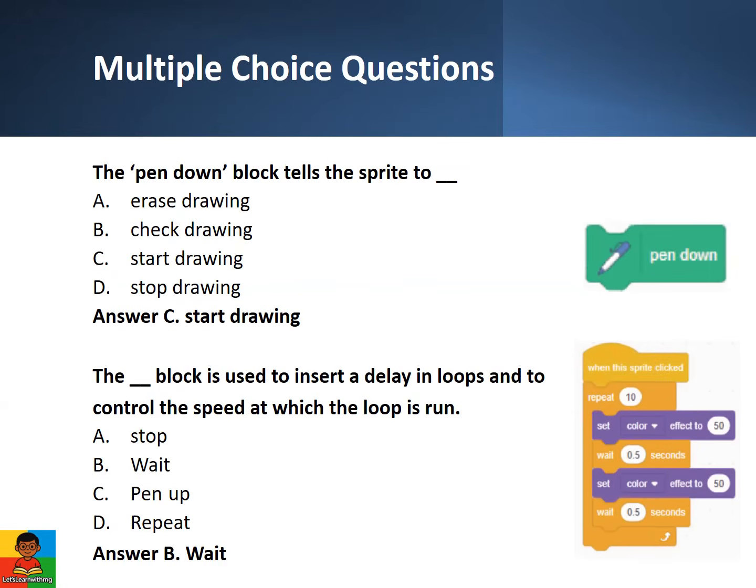First question. The pen down block tells the sprite to blank. Your options are A. Erase drawing, B. Check drawing, C. Start drawing, D. Stop drawing. The correct answer is C. Start drawing. Next question. The blank block is used to insert a delay in loops and to control the speed at which the loop is run. Options: A. Stop, B. Wait, C. Pen up, D. Repeat. The correct answer is B. Wait.